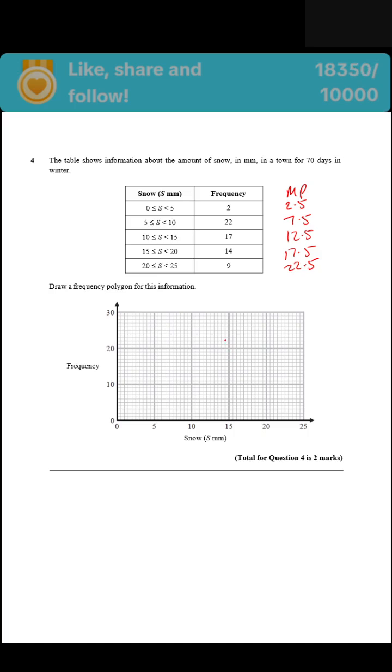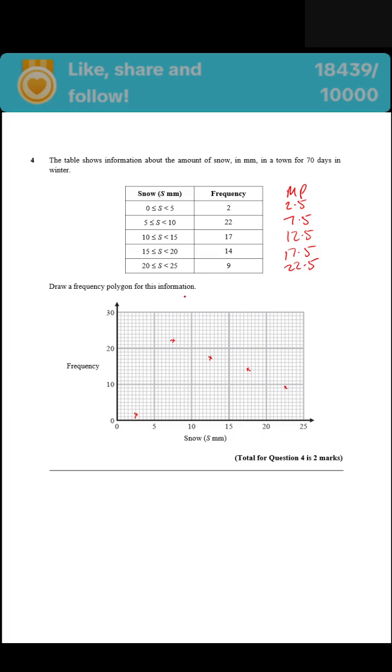The midpoints are what we use as our points along the bottom, so along our x-axis. The frequency obviously gives us the height. So we go across to 2.5, we go up to 2, place a cross. We've got 7.5, we go up to 22, place a cross. And then we've got 12.5 up to 17. Then we've got 17.5 up to 14. And then we've got 22.5 up to 9. There we go. So that gets us 1 mark.